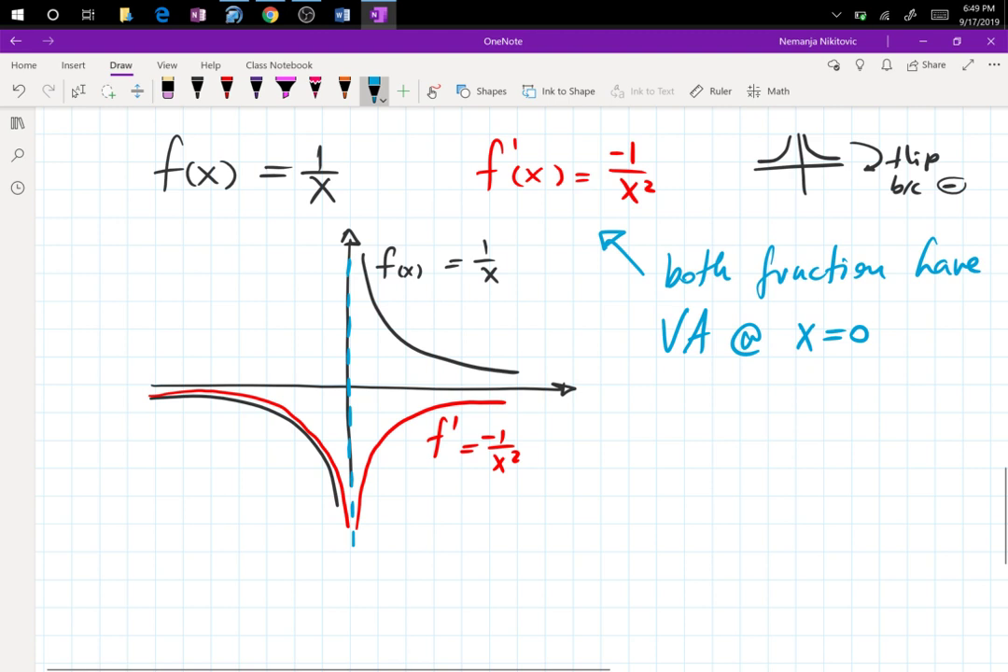And taking the derivative of 1 over x gives us negative 1 over x squared. They have the asymptote at the same spot, x equals 0. And we see that f is decreasing and f prime is less than 0, because f was decreasing.